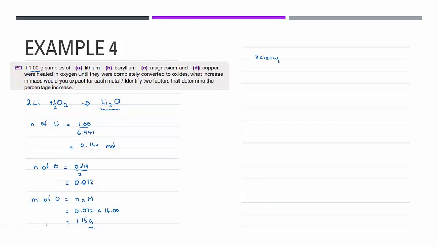Okay, and the other factor that's important is the molar mass of the metal. So if you've got a metal that's very light and that reacts with oxygen, the increase in mass will be a much bigger percentage increase. Whereas if the atoms of the metal are very heavy, then when it reacts with oxygen, the percentage increase will be much smaller. Okay, so the 2 factors that play a part are the valency of the metal and the molar mass of the metal.